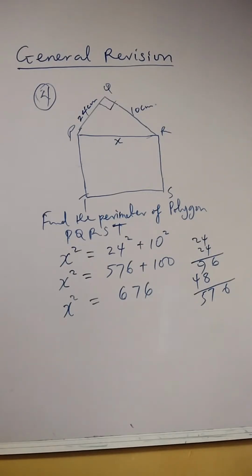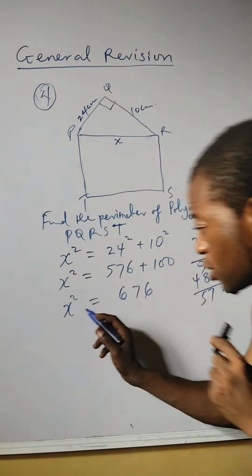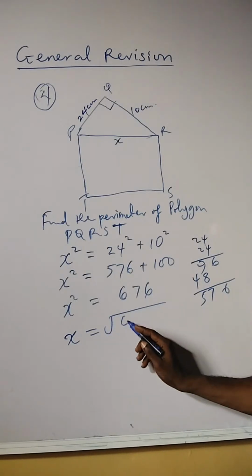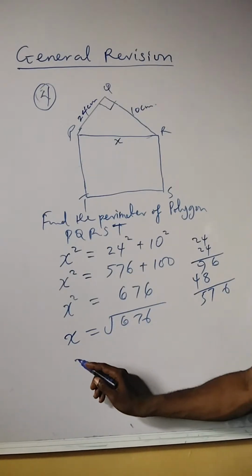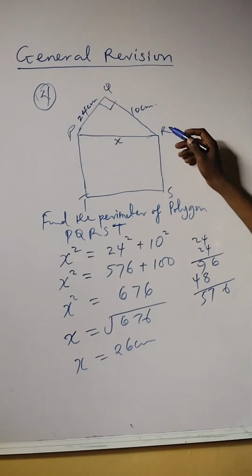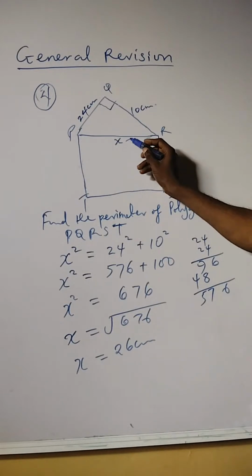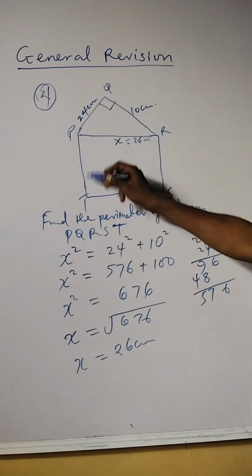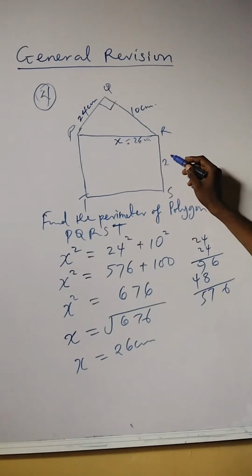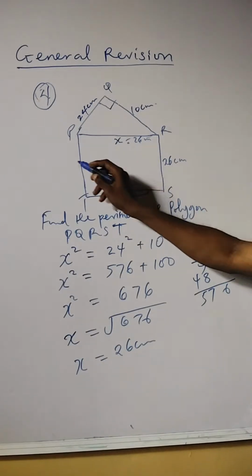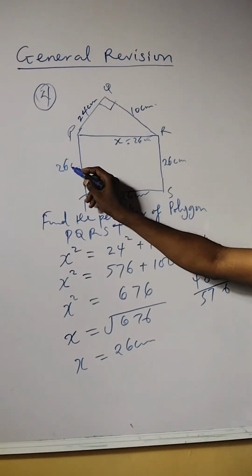Okay, so that gives us 26. So take the square root on both sides. We have the square root of 676, and the value of x is now 26 centimeters. So easily we can say, since this side is 26 centimeters, the rest of the sides will also be 26 centimeters. Also this is 26 centimeters. Also this is 26 centimeters.